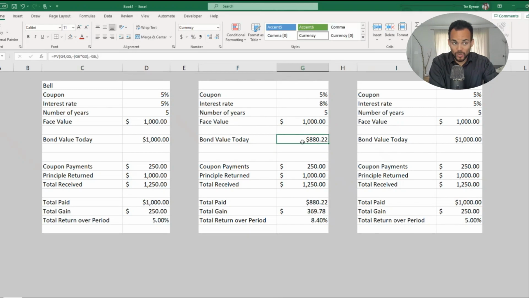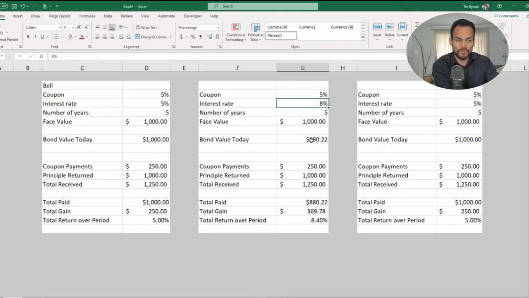$880. Why? Well, why would somebody be willing to settle for 5% when they can get 8%? So you have to give some of it up. So coupon payments, still $250 at the end of the 5 years. Whoever owns that bond now will still get $1,000. They will receive $1,250. But what did they pay for it? Well, they paid $880. So there is a gain of $370.